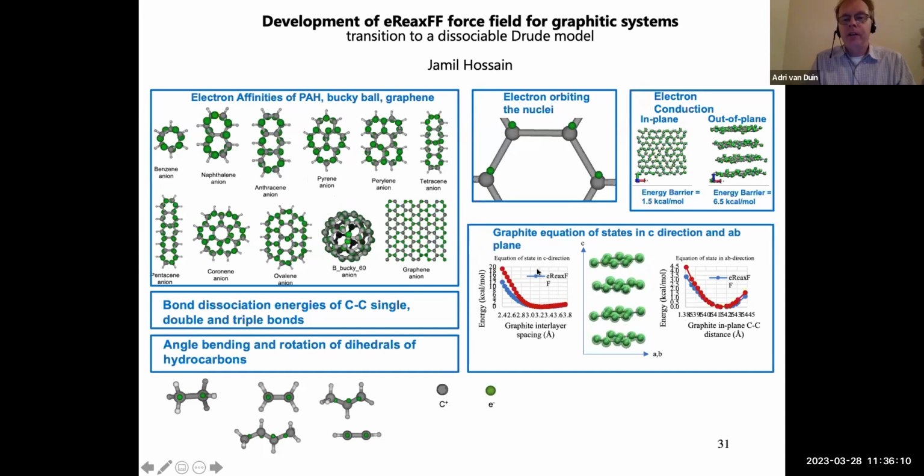He trained e-ReaxFF against a pretty substantial training set: electron affinities for a wide range of polyaromatic hydrocarbons. We also included equations of state for graphite, so ReaxFF knew the elastic response, and also values for electron conductivity. ReaxFF predicts that in the plane, the energy barrier for electron conductivity is only 1.5 kcal, and out of plane roughly 6.5 kcal.